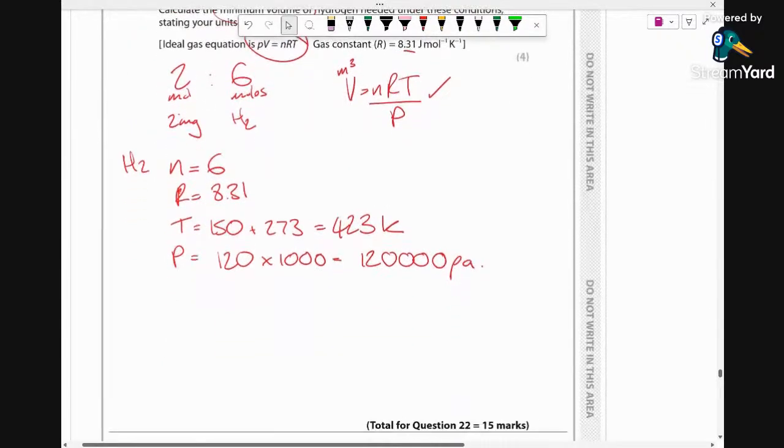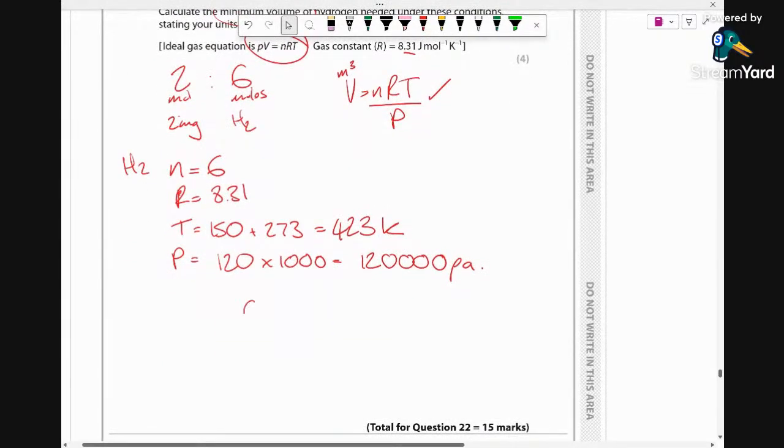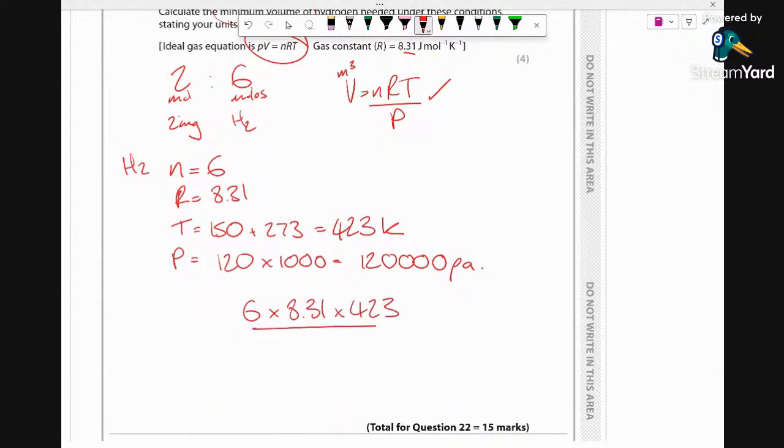Let's lob in all my numbers. So I've got 6 multiplied by 8.31 multiplied by 423 all over a pressure of 120,000. And I'm going to get a volume in meters cubed of 8.31 multiplied by 6 multiplied by 423. Careful, Mr. Duncan, type it in properly. Divided by 120,000. And this will spit it out in meters cubed.